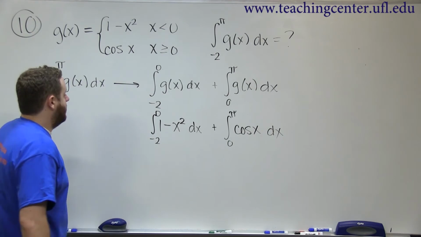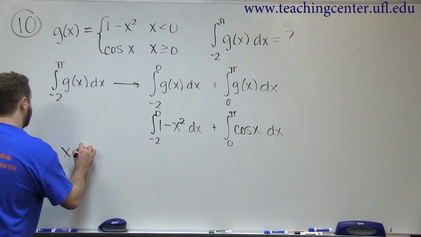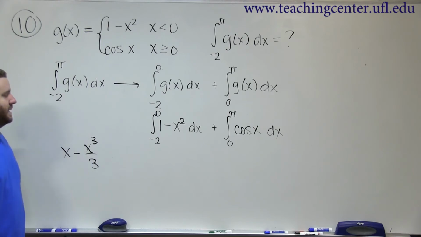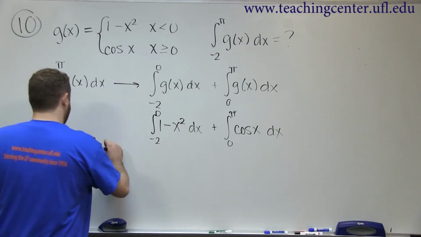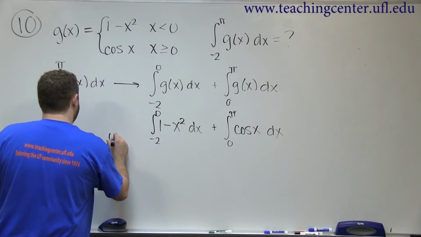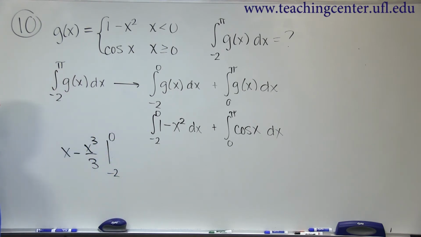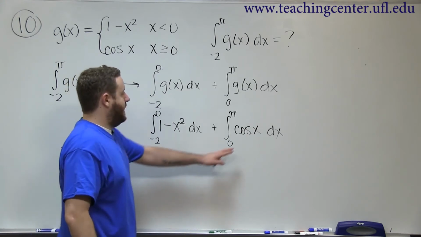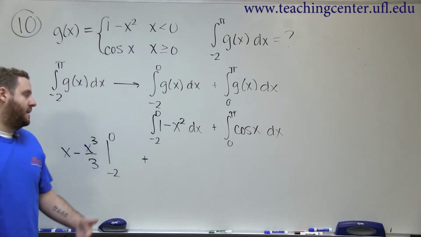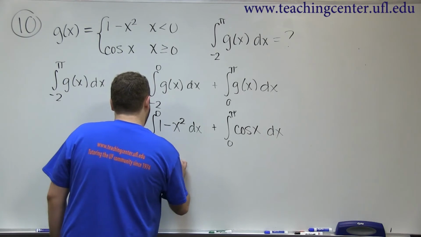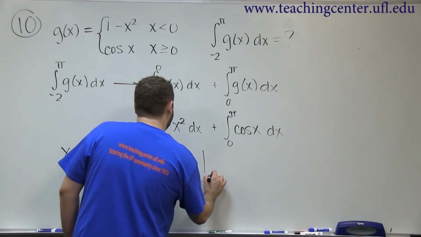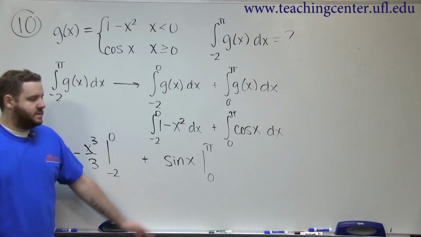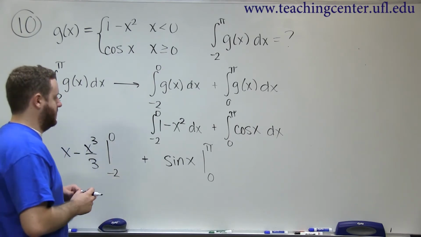So the antiderivative of 1 minus x squared would be x minus x cubed over 3, using your anti-differentiation power rule. And we're evaluating that from -2 to 0. The other term, the antiderivative of cosine is sine of x, and we're evaluating sine of x from 0 to pi. So these two things we'll add together will give us our answer.